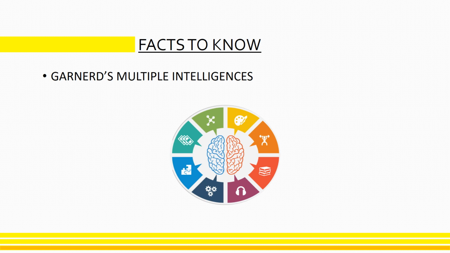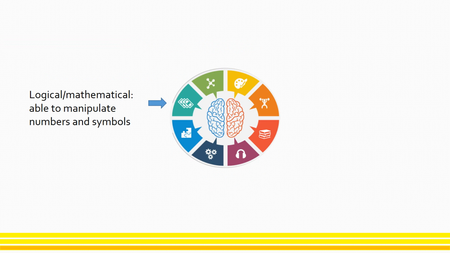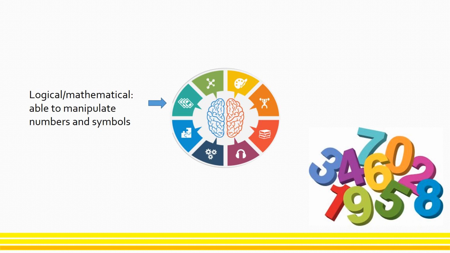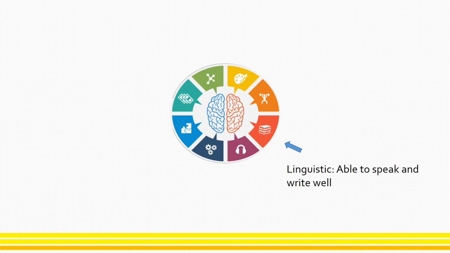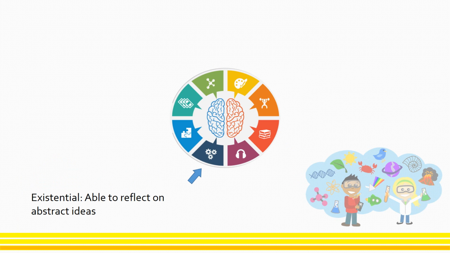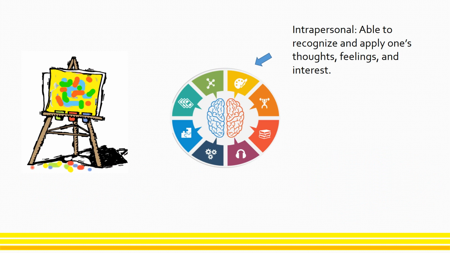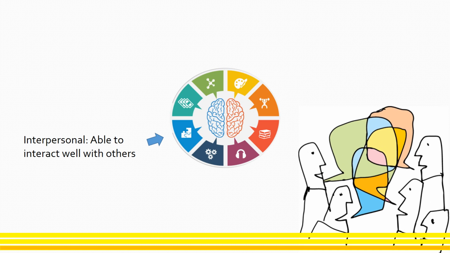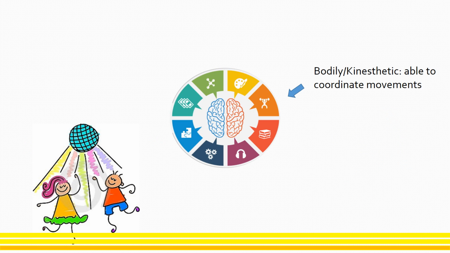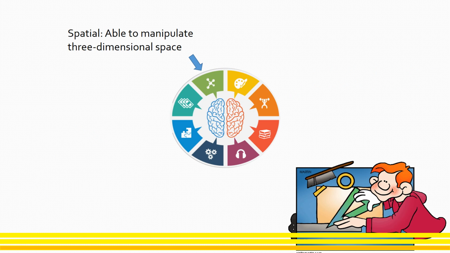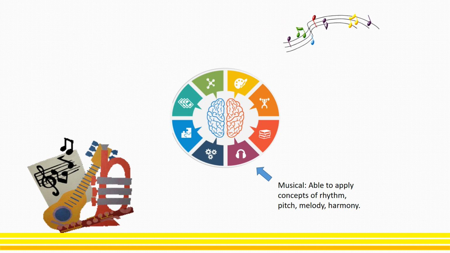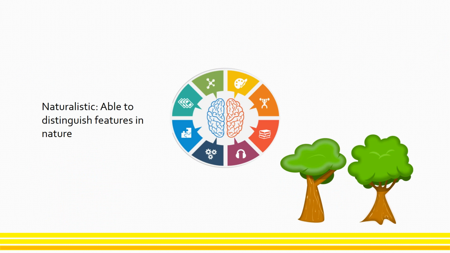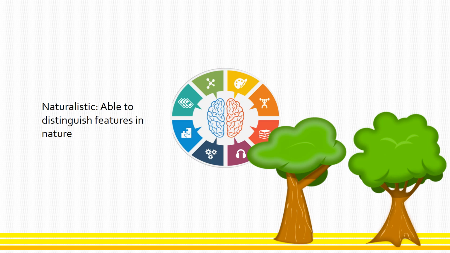These are Gardner's multiple intelligences: logical-mathematical, able to manipulate numbers and symbols; linguistic, able to speak and write well; existential, able to reflect on abstract ideas; intrapersonal, able to recognize and apply one's thoughts, feelings, and interests; interpersonal, able to interact well with others; bodily or kinesthetic, able to coordinate movement; spatial, able to manipulate three-dimensional space; musical, able to apply concepts of rhythm, pitch, melody, and harmony; and naturalistic, able to distinguish features in nature.